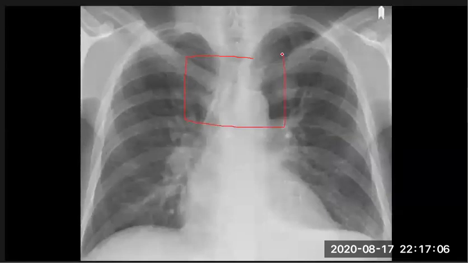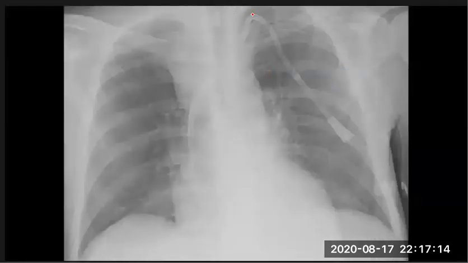Look at the mediastinum here. There is normal mediastinum in that area. Okay. Here, what do you see? Wide mediastinum.